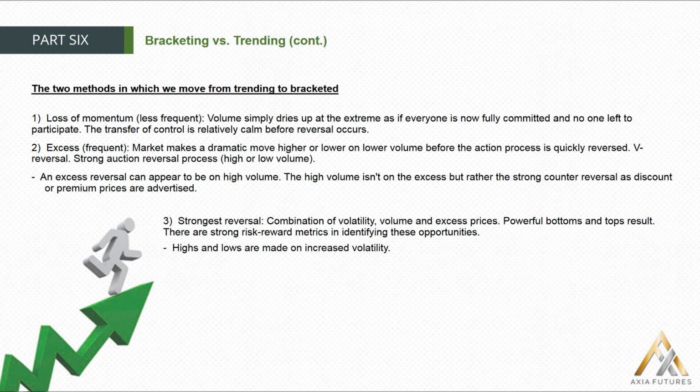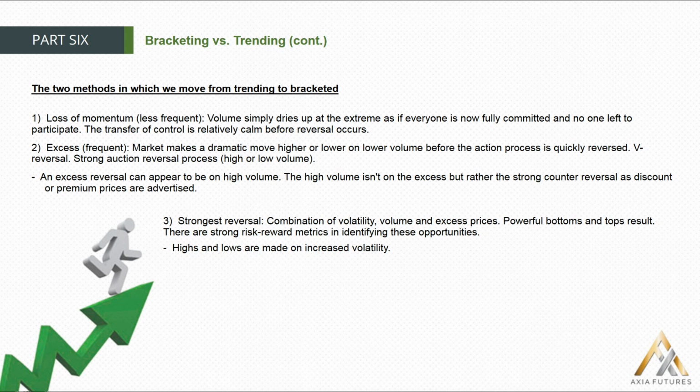Now, a more almost dramatic and exciting excess top would be our third example. So just note, an excessive reversal can appear to be on high volume. So it can look as though something crazy is going on in the market, and there's a lot of aggressiveness, and there's almost an aggressive trend. But the important thing to understand is the high volume isn't on the excess. In other words, it isn't from the buyers buying up and initiating at higher prices, but it's actually on these higher prices bringing in other responsive sellers.